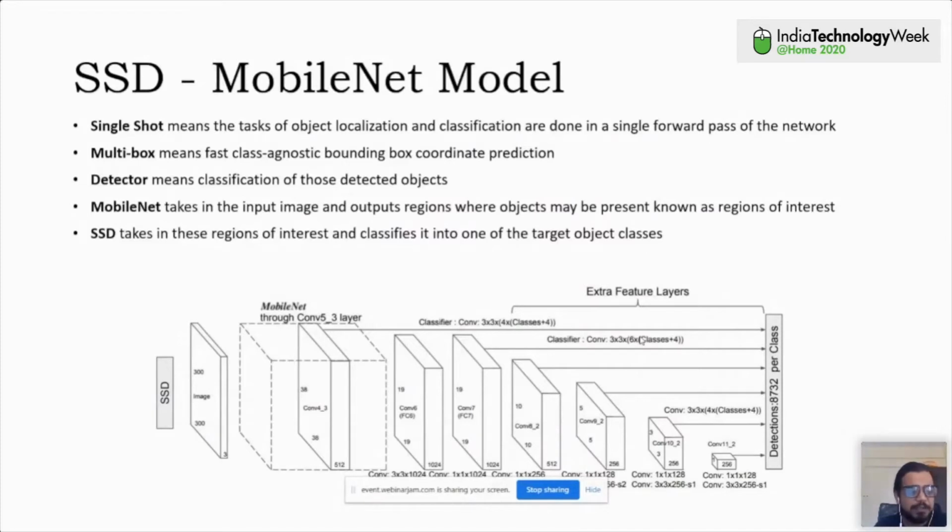So basically, if you talk about single shot multi-box detection, single shot signifies that the task of object localization and classification is done in a single forward pass, right? So you have a single model. You can see in the diagram below, it's just a single model. Through one forward pass, it does both the localization, by identifying the region of interest, as well as the classification on top of it. Okay, and multi-box means it is very class agnostic in terms of predicting the bounding boxes, right?